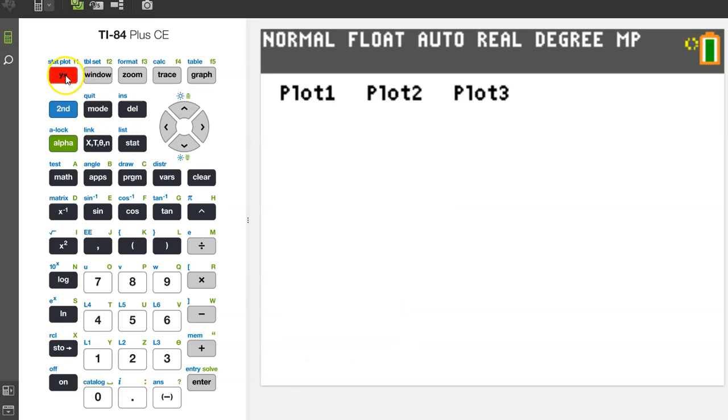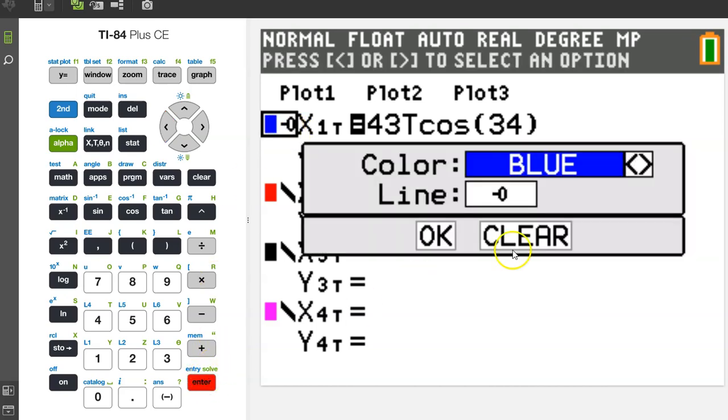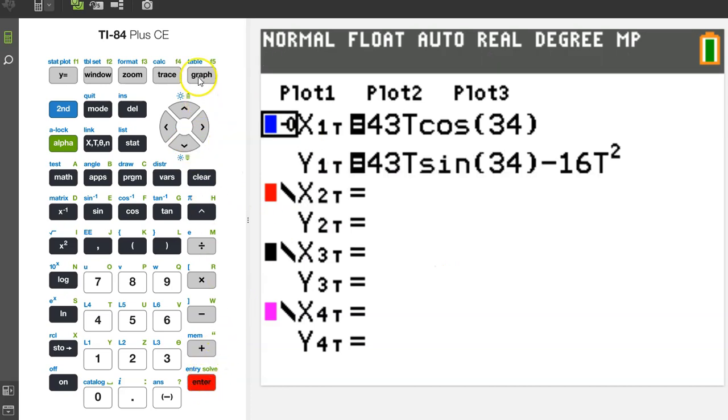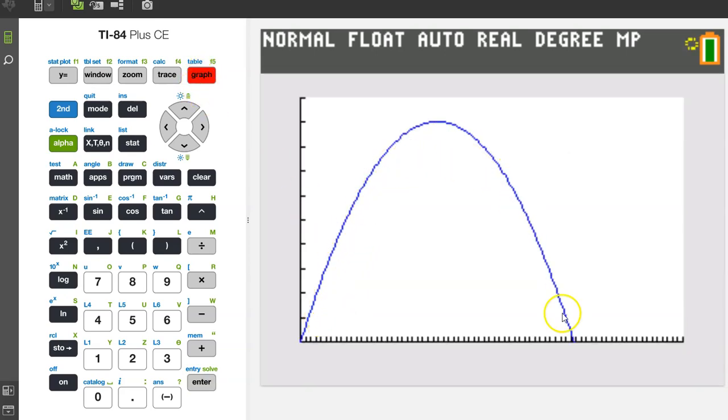By the way, one more thing back on y equals, I recommend changing this setting right here. So arrow over to this and hit enter. And then if you go down to the line and you switch this around, it toggles between these different options, and I would like you to choose this one because it allows you to see the animation in motion. And then hit OK. So let's hit graph and see what we get. So you can just imagine the soccer ball being kicked up into the air and coming back down.